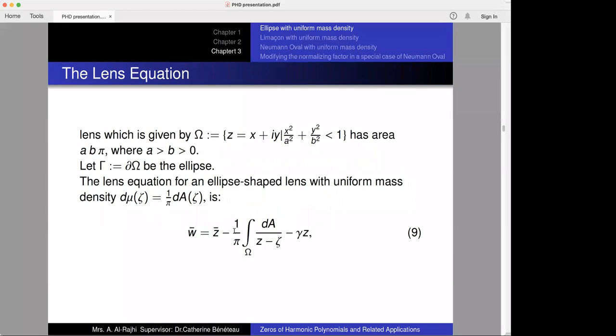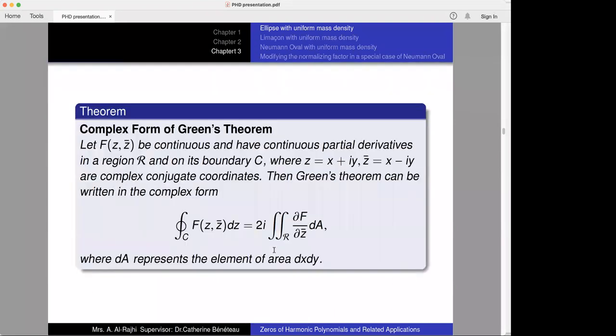To be able to calculate this integration, we have to transfer it to a line integral by using Green's theorem, which states as follows. If we have a continuous function with a continuous partial derivative in a region R and on its boundary C, then we have this integration where dA represents the element of the area.